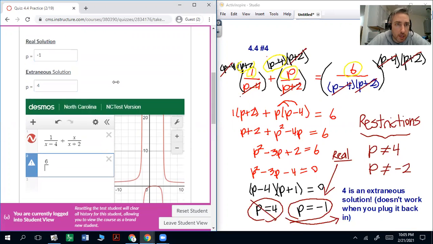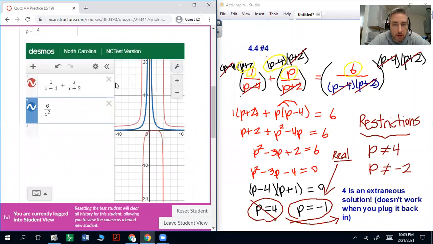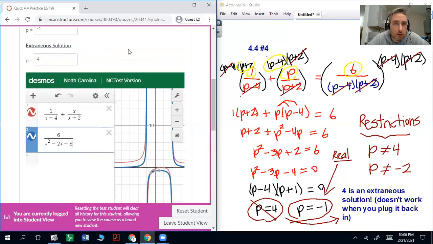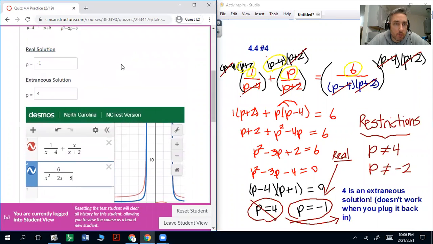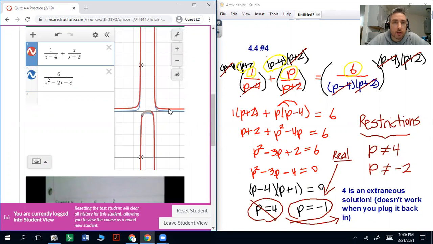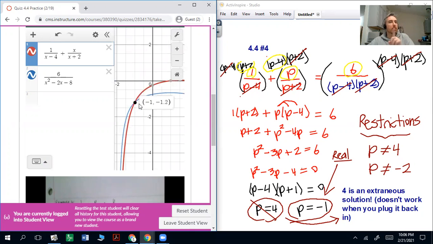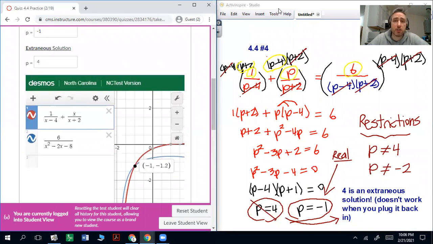Well, the original one had x squared minus 2x minus 8. So if I put my original graph in here from the left side and the right side, I'm going to see them intersect. They don't intersect over here. And they don't intersect over on the left side, but they intersect at one point right here at -1. They only intersect at -1. -1 is your real solution. You can't really get the extraneous solutions from the original equation.